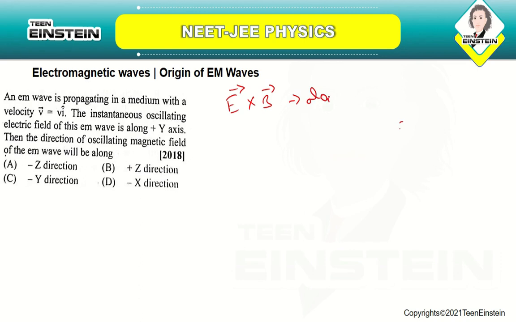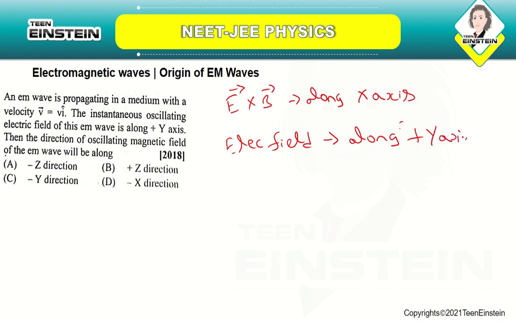So E cross B is along x axis, and the electric field will be along plus y axis. So this implies, according to the vector product rule, B will be along the z axis. So the correct answer is plus z direction, option number B.